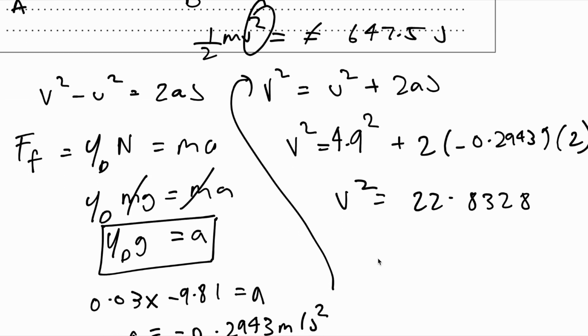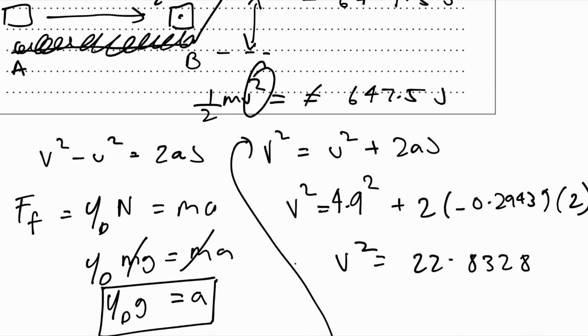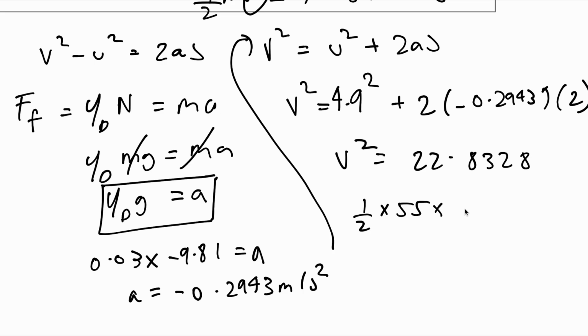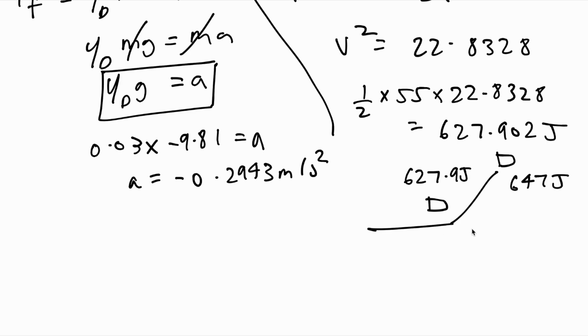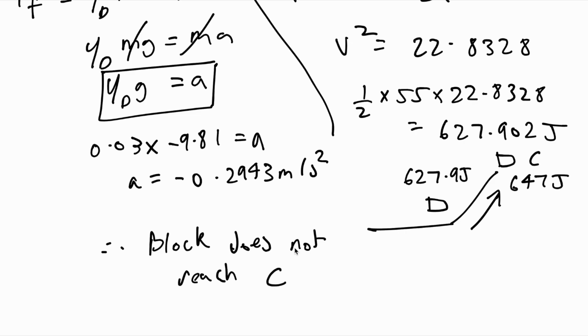Now if I substitute this into our kinetic energy, we can find out what is the energy at this point right here. So half times 55 times 22.8328. What is that equal to? That's equal to 627.902 joules. So at this point right here, the block has 627.9 joules, but to get up here, it needs to have 647 joules. Now, as this block is clearly not going to gain energy during this motion, it won't ever be able to reach, because it does not have the sufficient amount of energy to reach this point C. Therefore, we can say the block does not reach C.